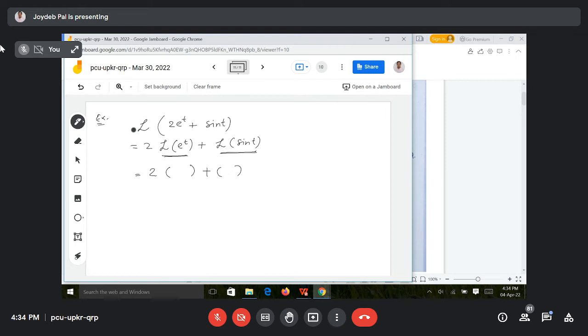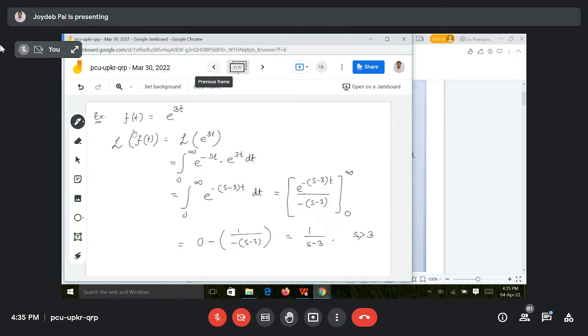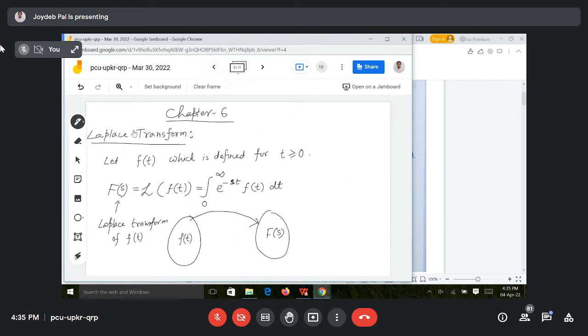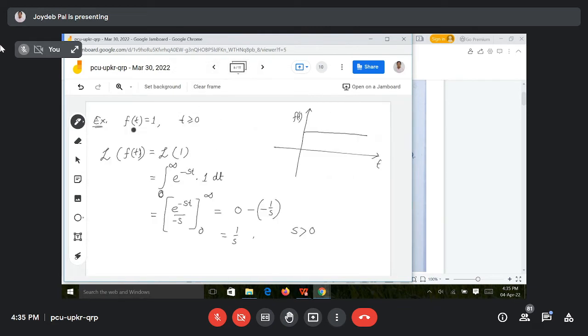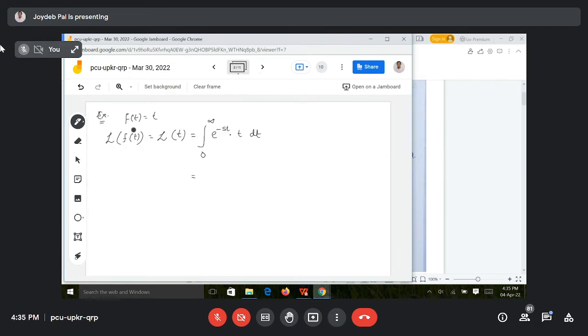Basically, I am showing the application of the linearity property. Fine. So previously I have shown the Laplace transform for the function 1, the Laplace transform for the function e to the power 3t, and here also you can calculate the Laplace transform for the function t.